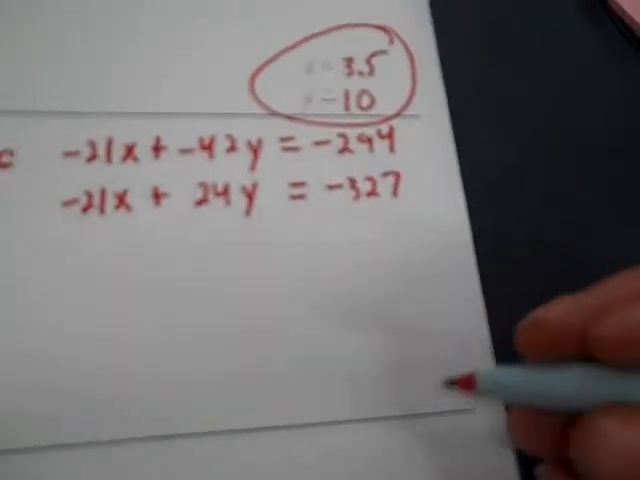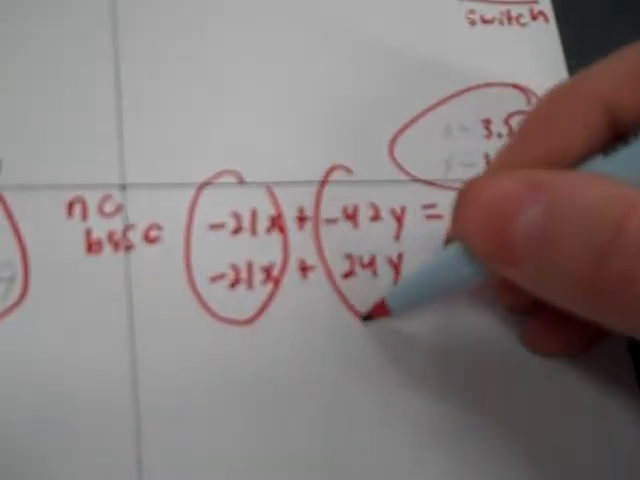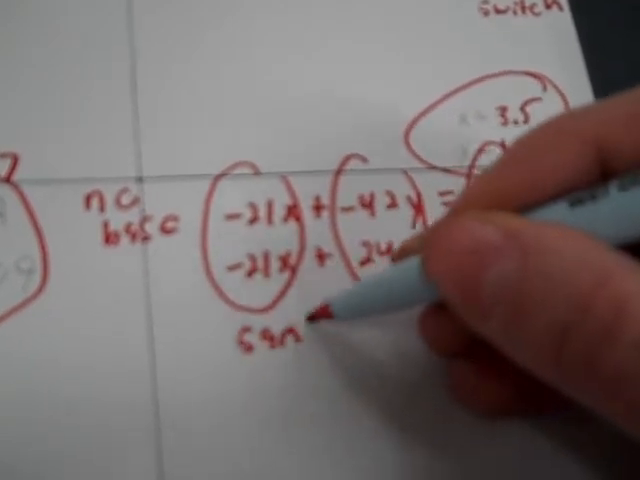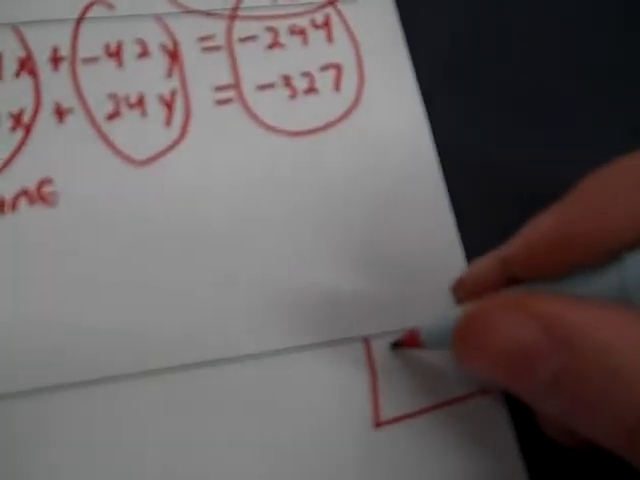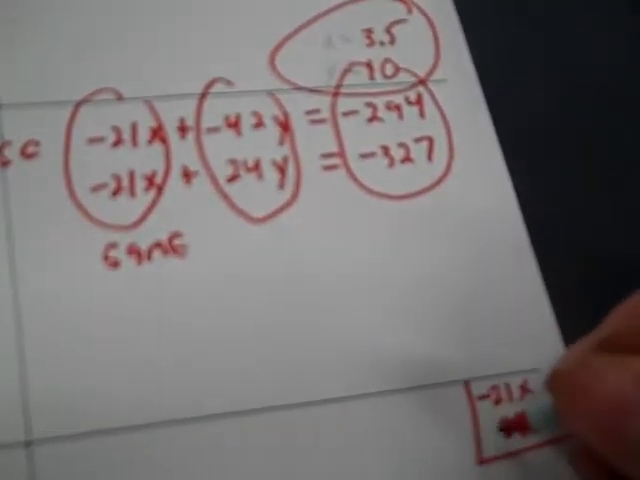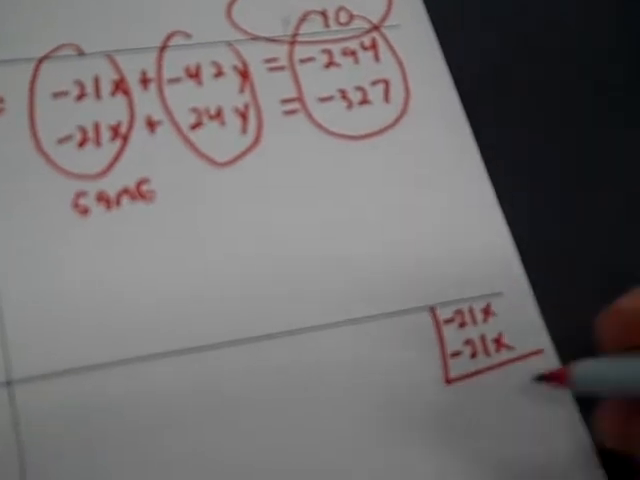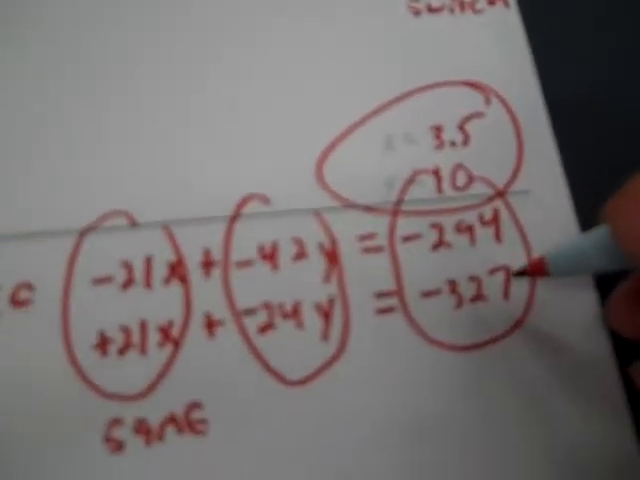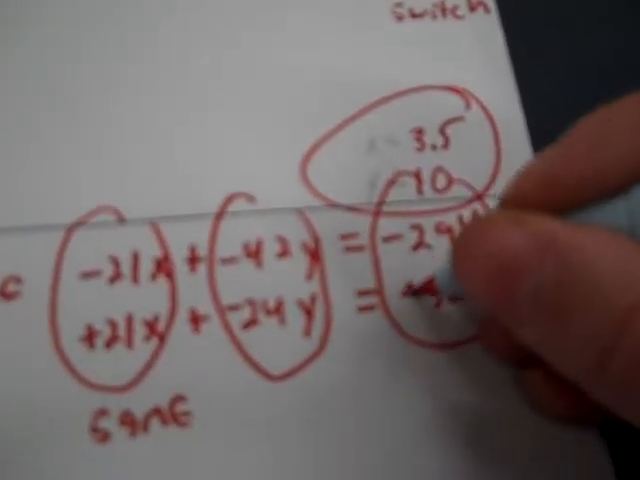Okay, so now I got to decide if I need to switch the signs or not, because now I can circle again. And I do have the same thing right here. Okay, now what are those same things? 21x, 21x. Now they look to me like they're both negative. Remember, we needed one to be negative, one to be positive, so we have to do the switch. So the negative 21 becomes positive. The positive 24 becomes negative. And the negative 327 is going to become positive.